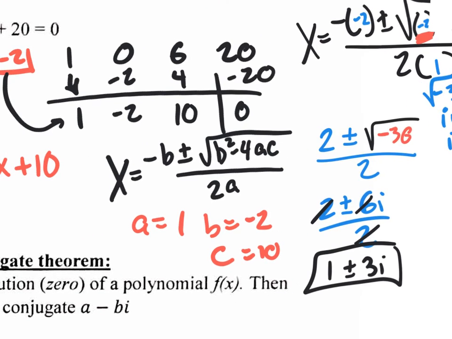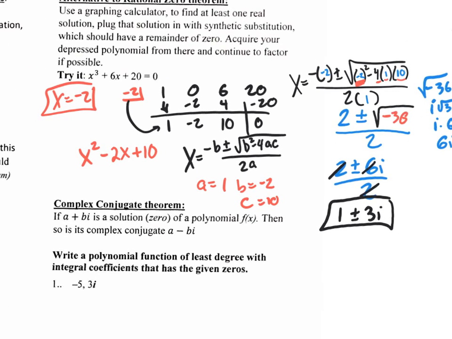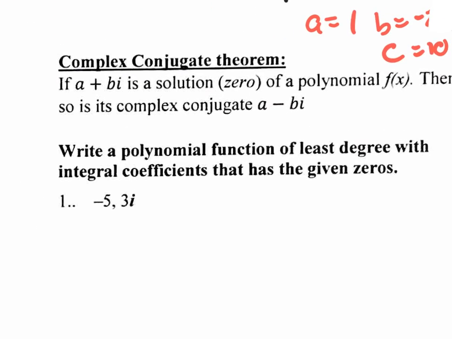So what do we have here? We have a total of 3 answers. 1 real, which is negative 2, and 2 imaginary, which is 1 plus 3i and 1 minus 3i. Let's move on to this final, most important part.